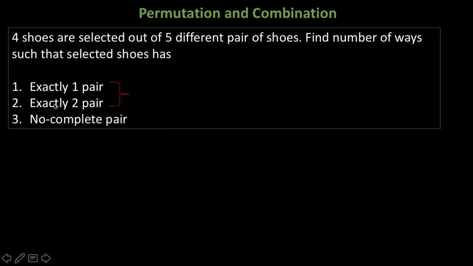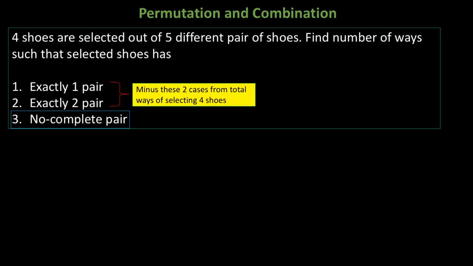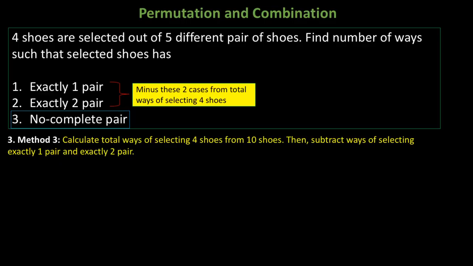Isn't it? So to find out no complete pair, you simply subtract these first 2 parts of the question from the total possibilities of 10C4. It's as simple as that. If you think from the question setter's point of view, you will be able to nail this within seconds if you have already done the first 2 parts. So basically we are subtracting these 2 cases from the total ways of selecting 4 shoes. First we calculate the total number of ways of selecting 4 shoes from 10 shoes, which is 10C4, minus 120, which we had found in our previous cases. For exactly 1 pair it was 120, and for exactly 2 pairs it was 10. So we subtract both 120 and 10 from 10C4 and I should get the answer.